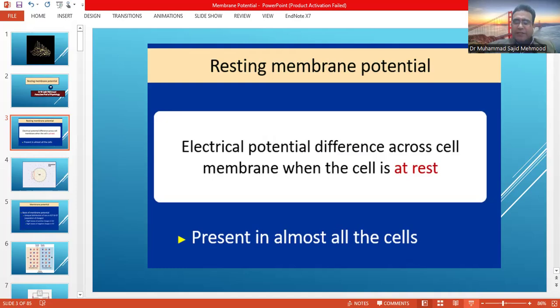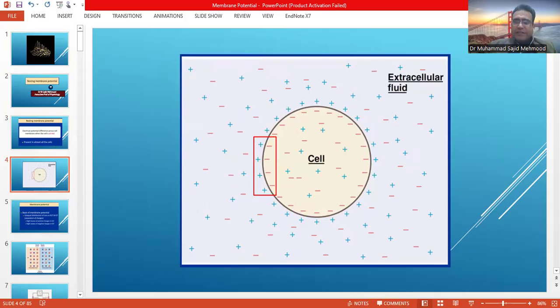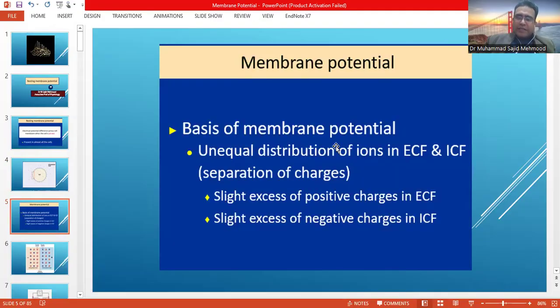This resting membrane potential lies across almost all the cells, and you can see here that there are more positive charges in the extracellular fluid and more negative charges in the intracellular fluid. Another peculiar point which needs to be noted is that in this slide there is an unequal distribution of ions in the extracellular fluid and the intracellular fluid. There is a slight excess of positive charges in the extracellular fluid and a slight excess of negative charges in the intracellular fluid.